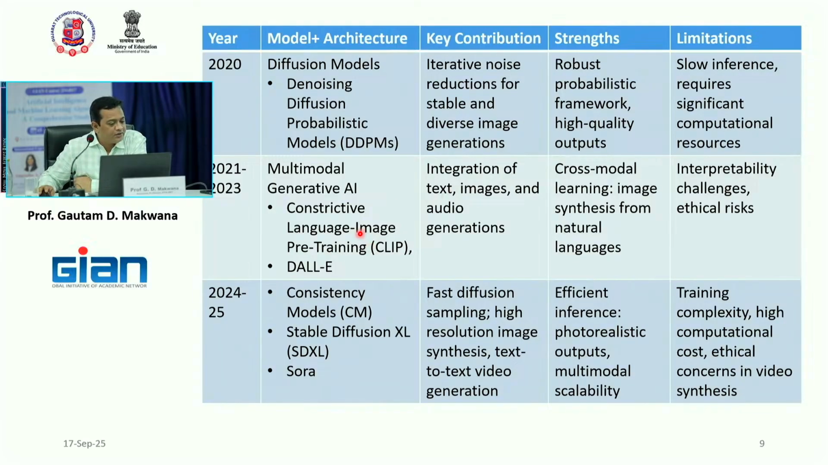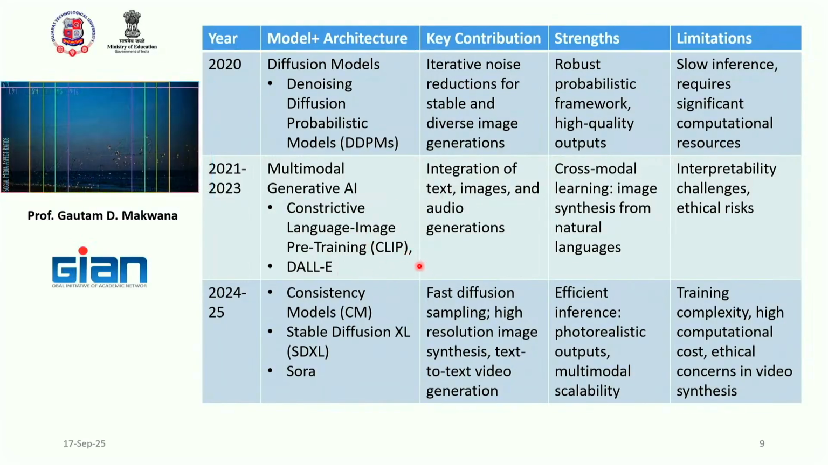So it is contrastive language-image pre-training, CLIP, and then the integration of text, images, and audio generation. And in 2024 to 25, there is a new kind of model, the CM and the SDXL, that is the consistency model and stable diffusion. Here the plus points are efficient inference, photorealistic output, and multimodal scalability. Training complexity is a limitation, along with high computational cost and ethical concerns in video synthesis.